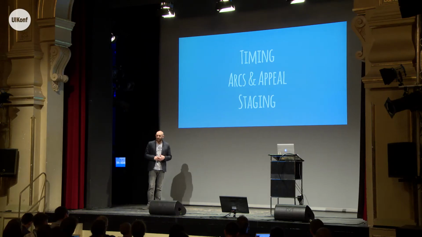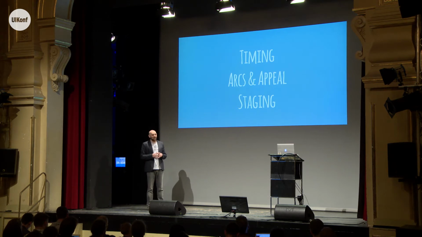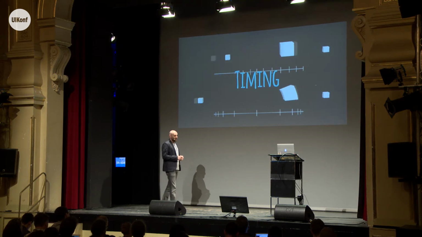And so there's a lot of them. There's, I think, 12, right? And here they are. And obviously, I don't think I have time to go over all of them, so I want to focus on a couple. Timing, arcs and appeal, and staging. Arcs and appeal is two, but we're going to do them together. So, timing.